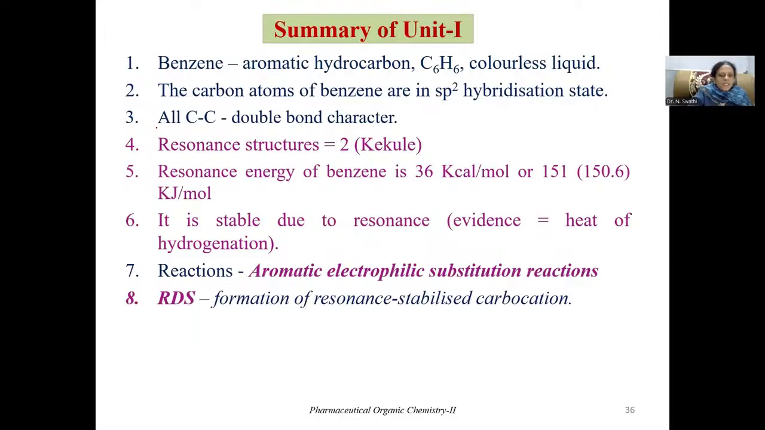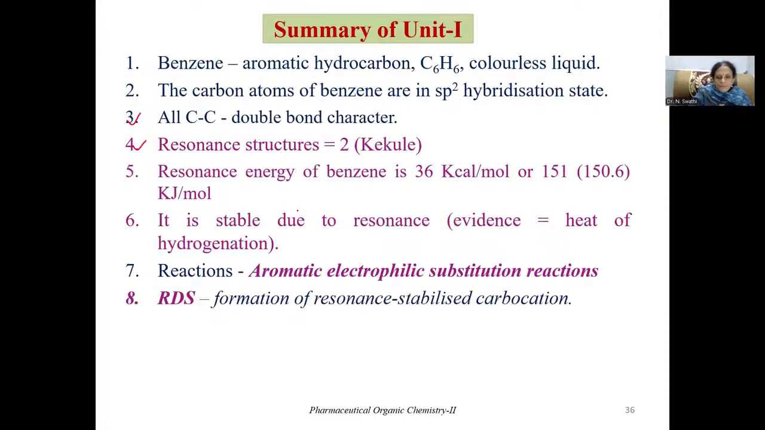And in the valence bond theory and also in the resonance structures, I mentioned that all the carbon-carbon bonds present in benzene have double bond character. This is also one of the important things. And how many resonance structures are possible for benzene? As we have seen, 2 resonance structures are possible, which were proposed by Kekulé.